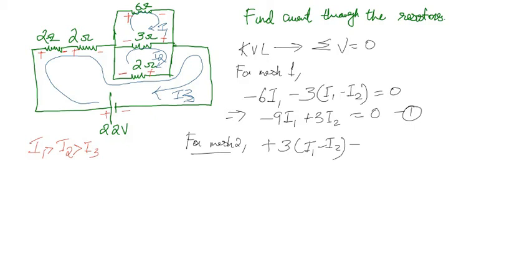Coming back here, going in the clockwise direction, I am reaching 2 ohm. So minus 2 into (I2 minus I3) equal to 0. This is my second equation.